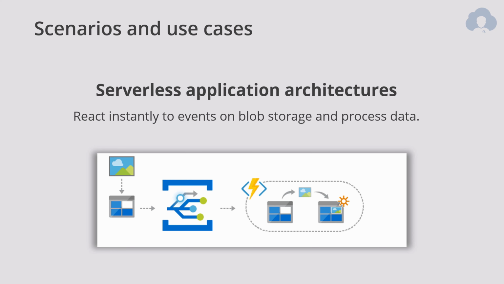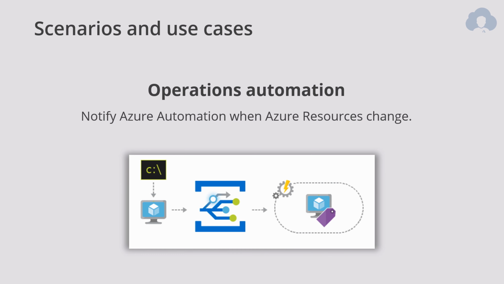So, a couple of scenarios. First of all, one of the most common scenarios for event-based architecture using Event Grid is serverless. So you can instantly, pretty much near instantly, react to events like on blob storage. So whenever there's a new image coming in, you can react using Event Grid and process that image immediately.